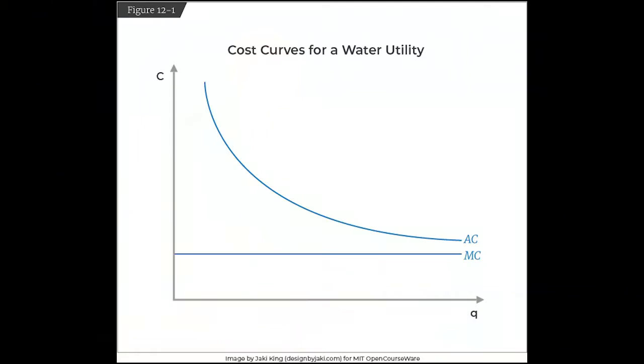We could see that in figure 12.1. Imagine a water utility which has roughly flat marginal cost, that is, the cost of procuring another gallon of water. Now, at some point, if you want to give every person in America 1 million gallons of water, marginal cost would start to rise. But for the relevant range, it's roughly flat, and yet there are enormous fixed costs. You've got to lay those water pipes. So in that world, average cost is everywhere declining. It asymptotes, approaching marginal cost, but never crosses marginal cost.